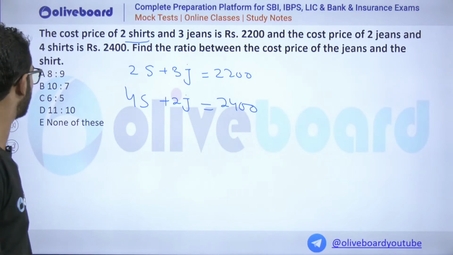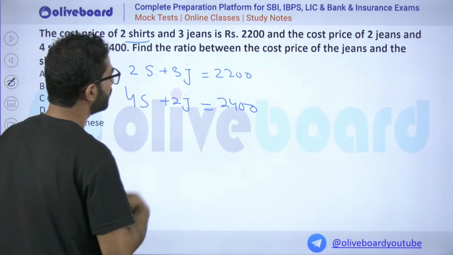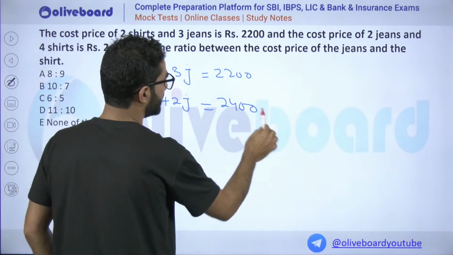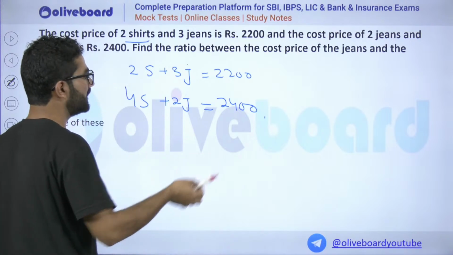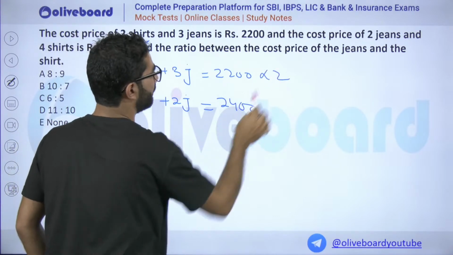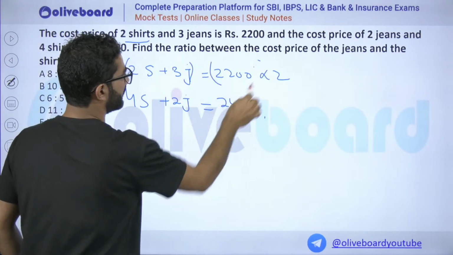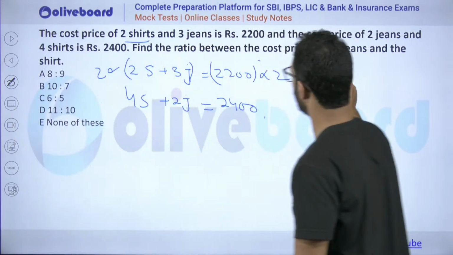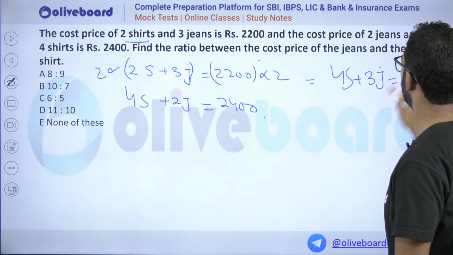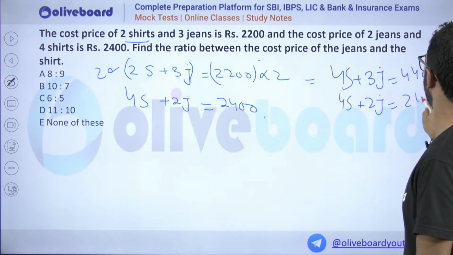They may say, sir, it is 10:7. Yes, that can be the answer, everyone is interested like this. But you can do one thing. With equation 1 and equation 2, I can get the answer by the elimination method. I can multiply this equation by 2, so it will be 4S plus 6J, that is 4400. And the other equation we have is 4S plus 2J, that is 2400.